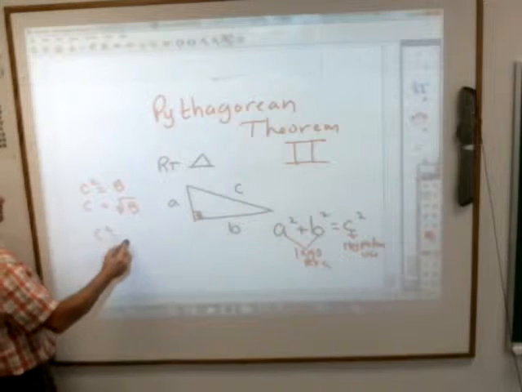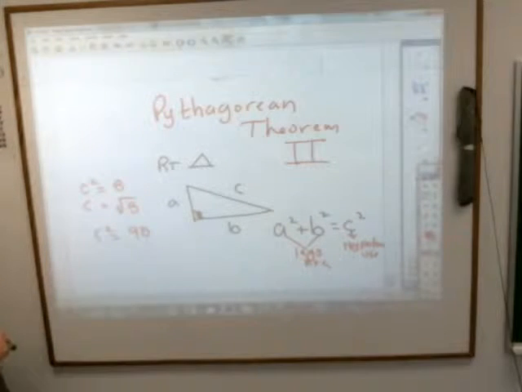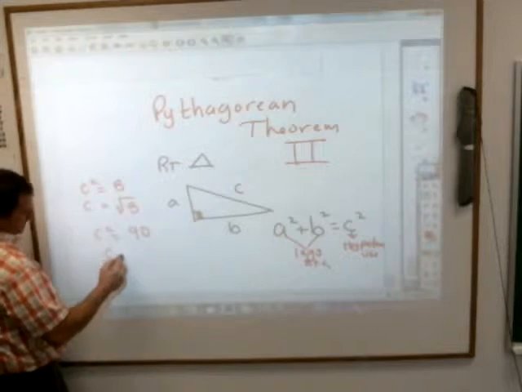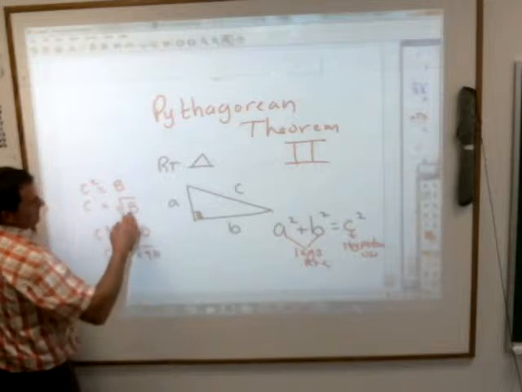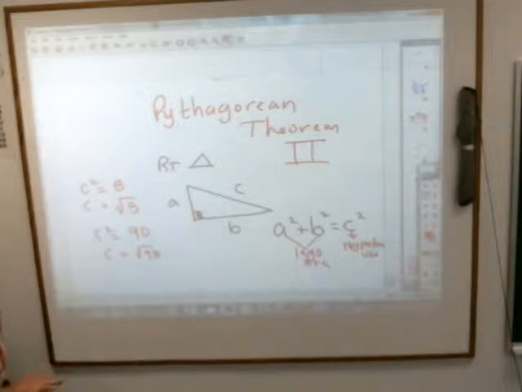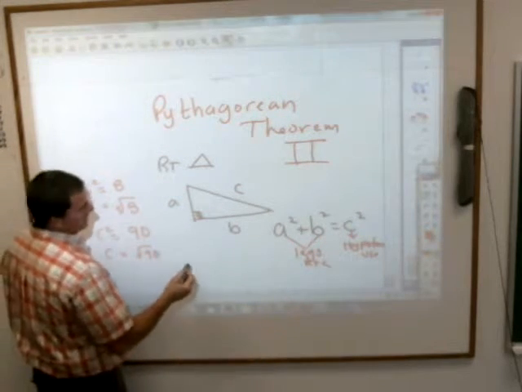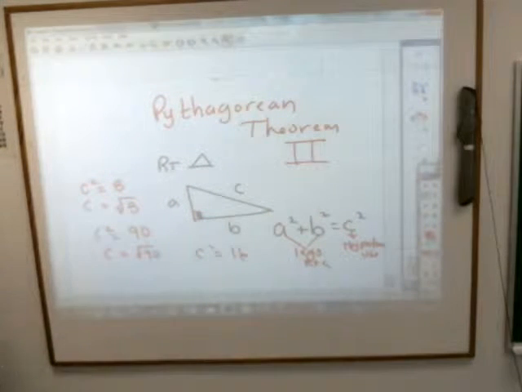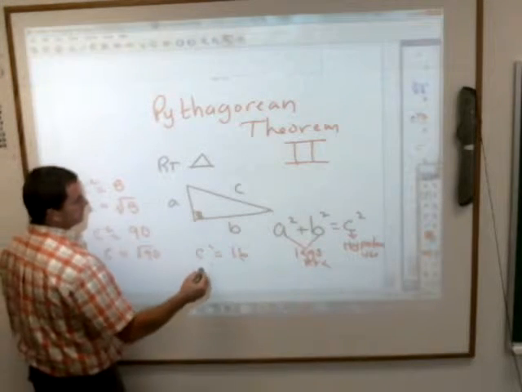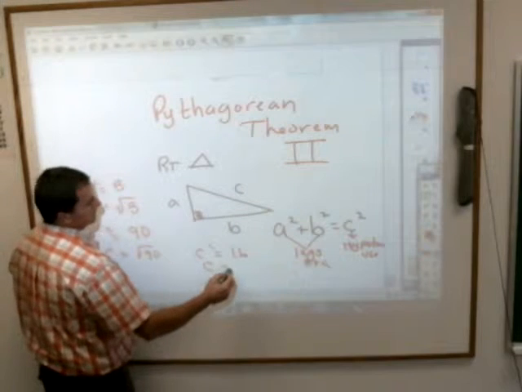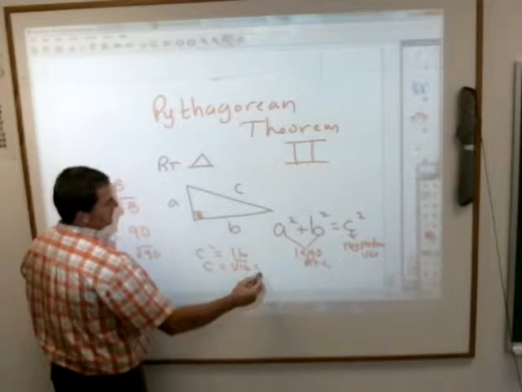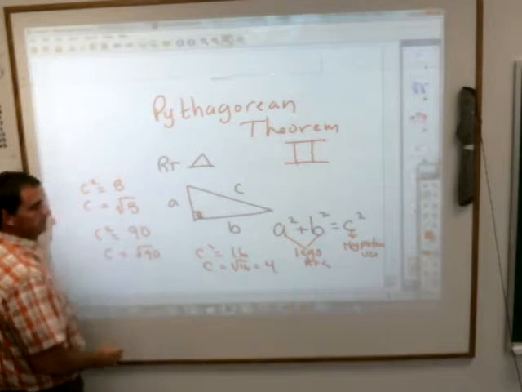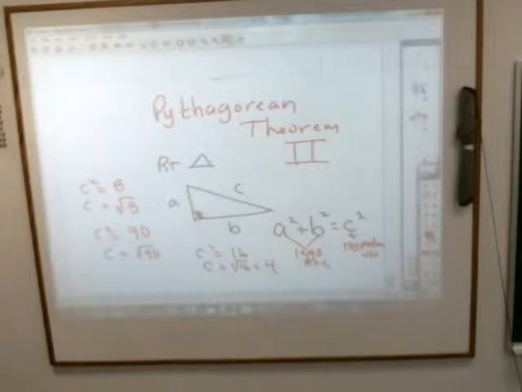If c squared equals 90, then c equals, Ava? C equals the square root of 90. Now, granted, these two actually can be simplified, and we'll get to that later on, but for right now, that's good enough. If c squared equals 16, then c equals, Charlie, the square root of 16, which is 4. Okay, that was all pretty much review.